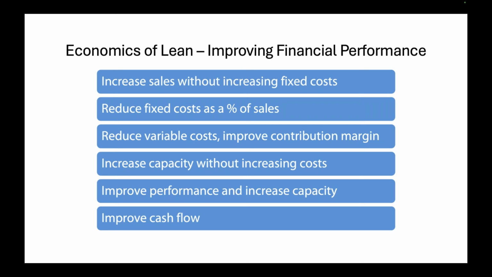You can increase sales without increasing costs by creating capacity. You can reduce your fixed costs as a percentage of sales. You can reduce your variable costs, increase capacity, improve performance, and improve cash flow. All of these are possibilities. But if you have the value stream profit equation in place, people will understand this.